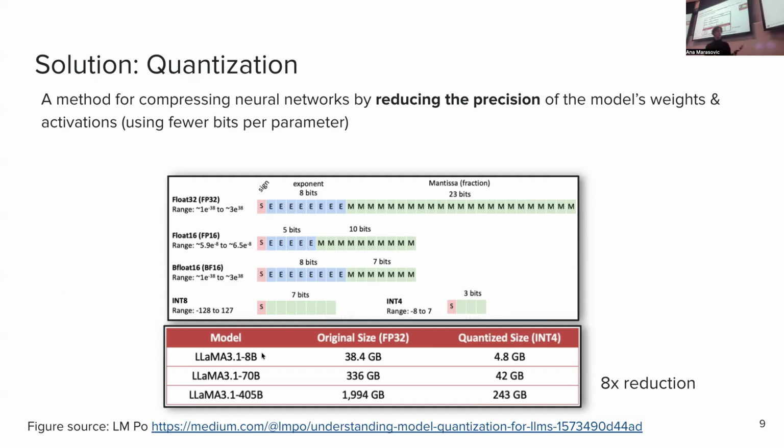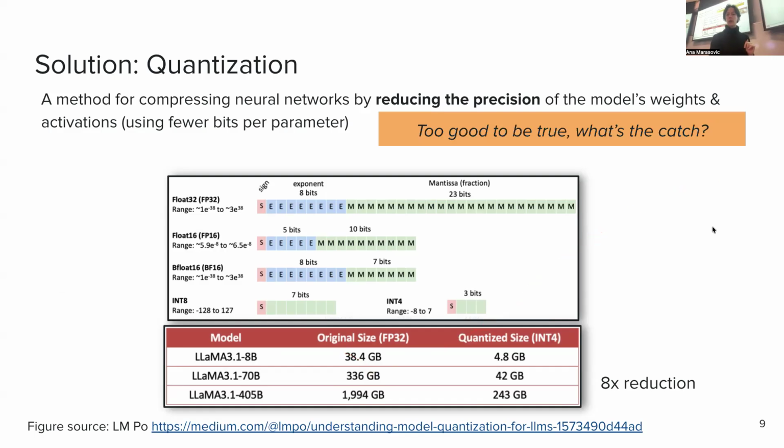Okay, so people do that. We go from 2000 to an 8-times reduction. So that might seem too good to be true. What's the catch? What could go wrong when we go from full precision to int4?